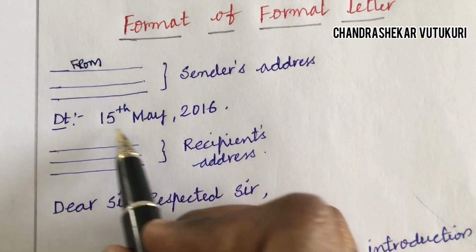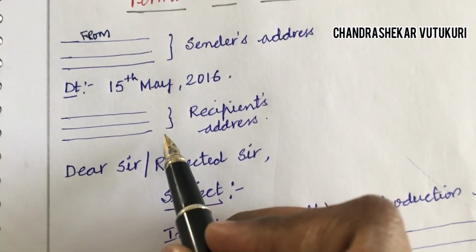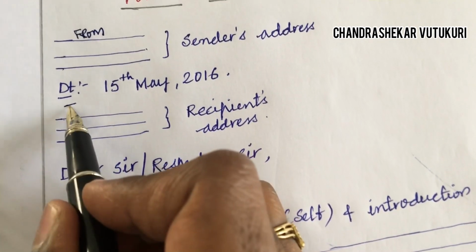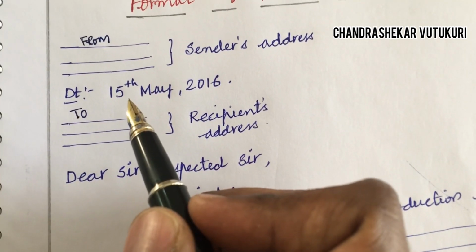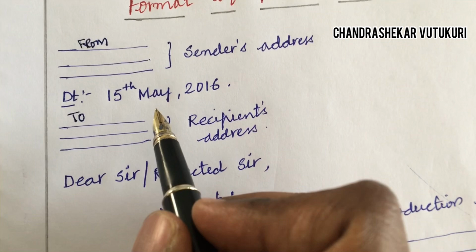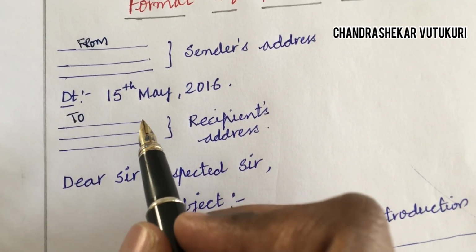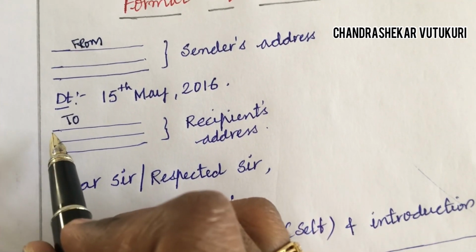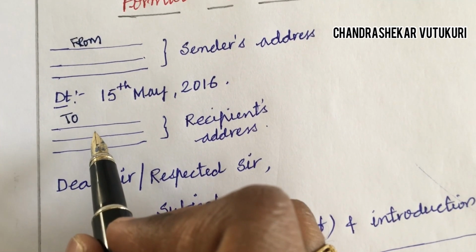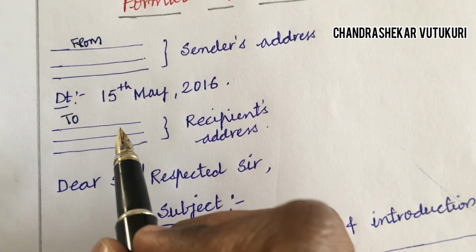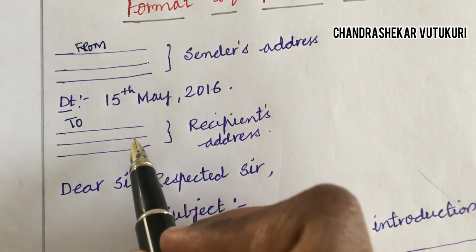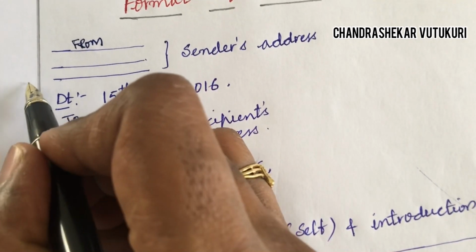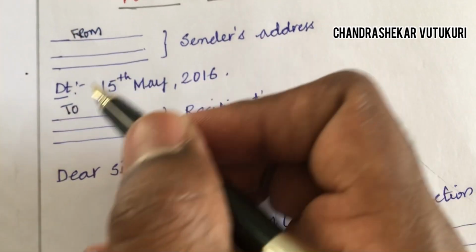Later you need to write the date in this format, and later the recipient's address, to whom you are writing. That will be specified. To whom you are going to write the letter, as well as the reason for writing the letter, will be given in the question paper. You are supposed to look into it first. So these things are to be furnished first. This is nothing but the address along with the date. It carries from here and to here.